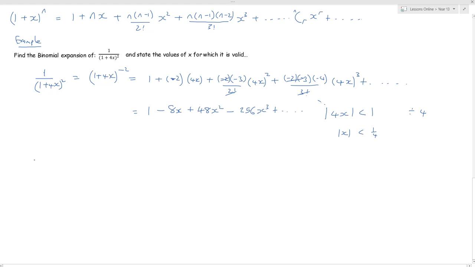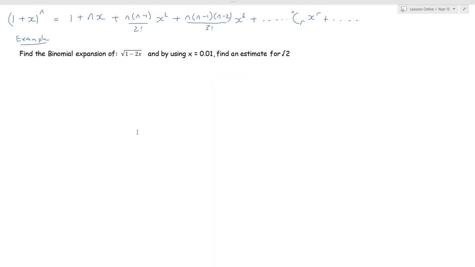Good. Right, for this example we've got to expand the square root of 1 minus 2x, and then by using x equals 0.01 find an estimate for the square root of 2. Well, let's expand that first before we substitute for x and estimate what the square root of 2 would be. And then we'll check to see if our estimate for the square root of 2 is accurate.